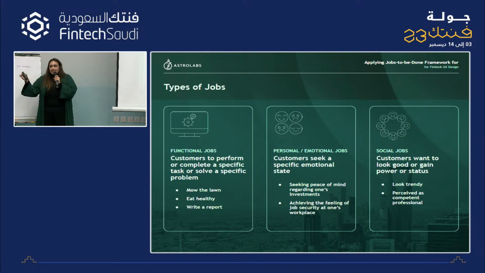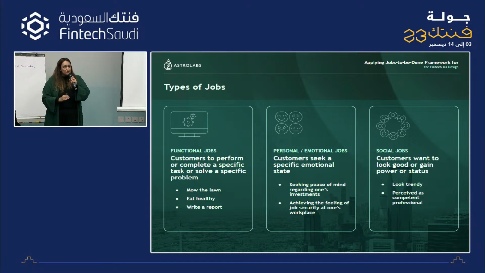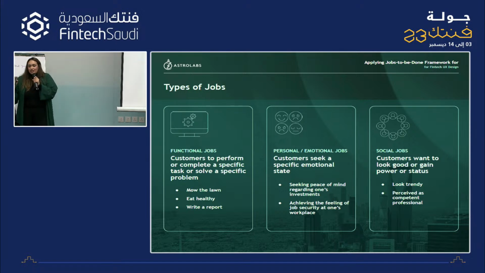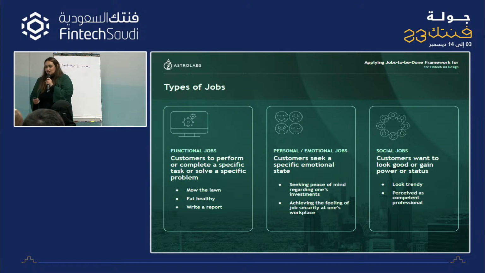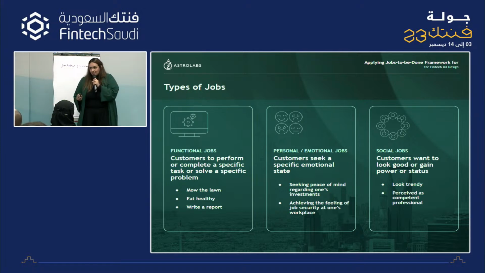Let's analyze the 3 situations we had with the first example that we gave. Right? So in your situation, what do you think was the job? Was it functional? Was it personal? Was it social? It was functional. Perfect. Why was it functional? Because you needed to do a task and you needed that pen to solve the problem for you. Right? Perfect.